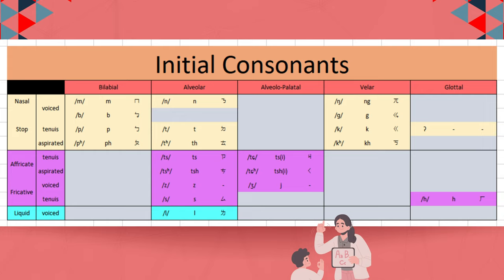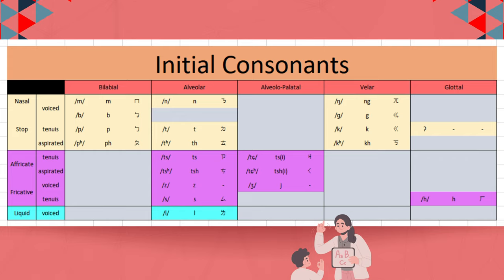We also have a glottal stop to the right here. Syllables that begin with a vowel begin with a glottal stop. Glottal stops are also used in finals. Now let's take a closer look at the following. Za, TS, Z, TS, I, Ca, TSH, and Qi, TSHI.